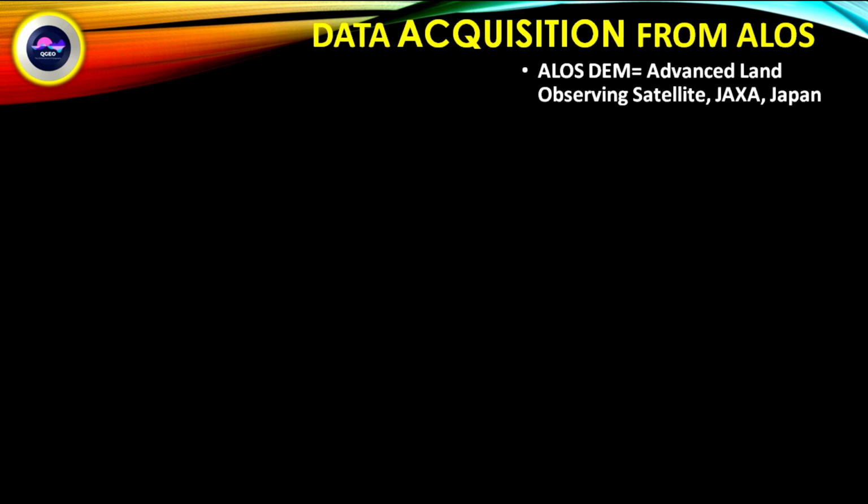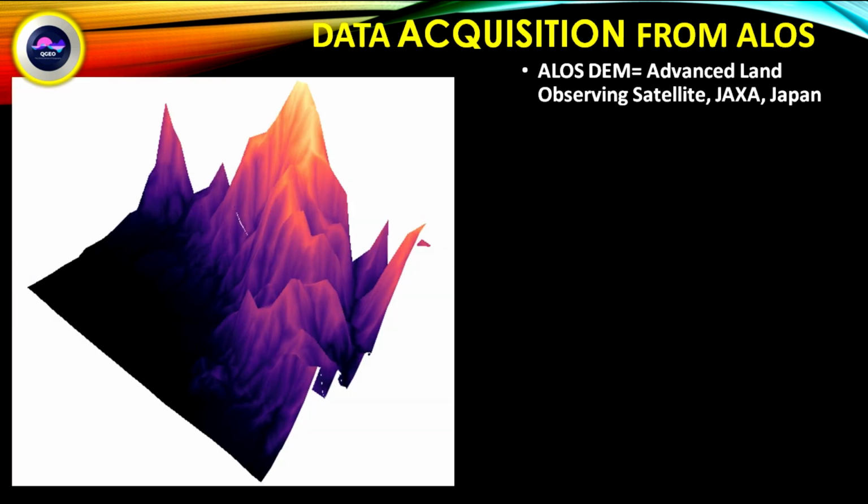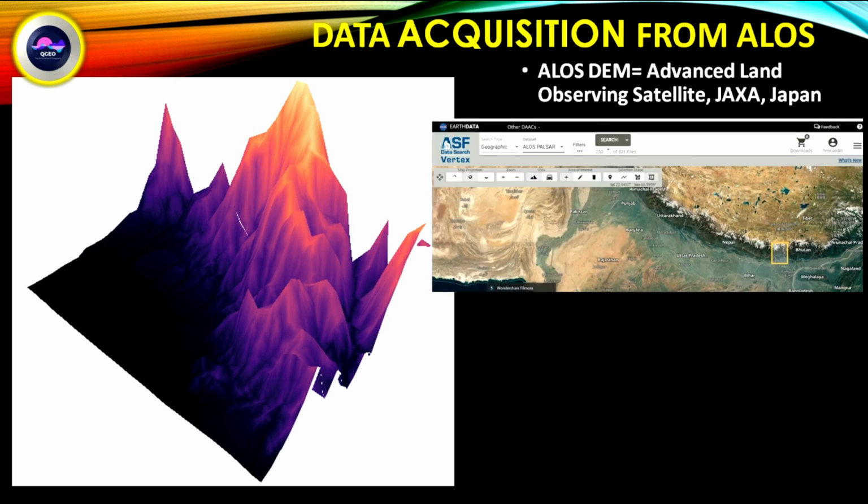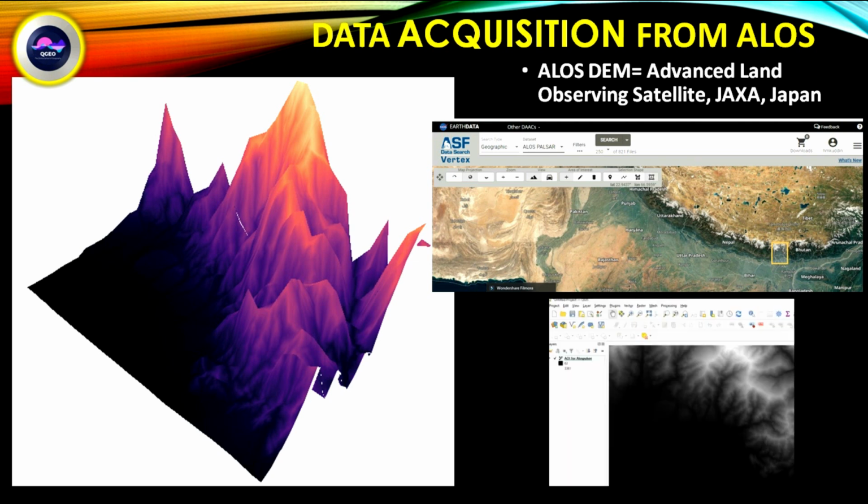Now, data acquisition from ALOS. ALOS DEM, Advanced Land Observing Satellite, JAXA, Japan. Here, the three-dimensional DEM figure will be this type by using QGIS, and this is the ASF portal, and this is the canvas of QGIS, by which you can easily prepare this type of digital elevation model by using QGIS, but we will discuss in detail the procedure in practical portion.